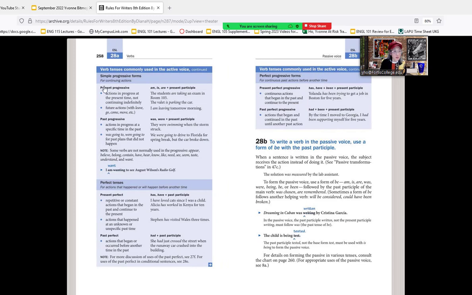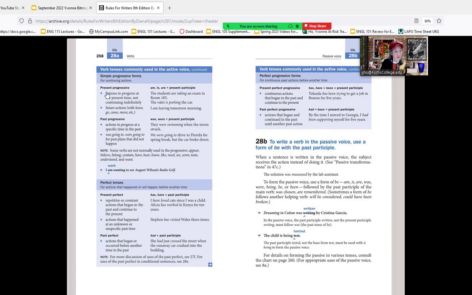And then the present progressive is when you have things happening right now and not completed. Actions in progress at the present time and not continuing indefinitely. The students are taking an exam in room 105. The valet is parking her car. I am leaving tomorrow morning.